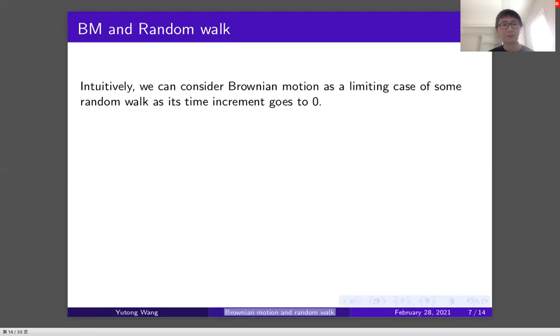For Brownian motion and random walk, intuitively, we consider Brownian motion as a limiting case of some random walk as the time step goes to 0. This is because we want to make Brownian motion, which is a continuous process, more feasible to compare with a discrete process.